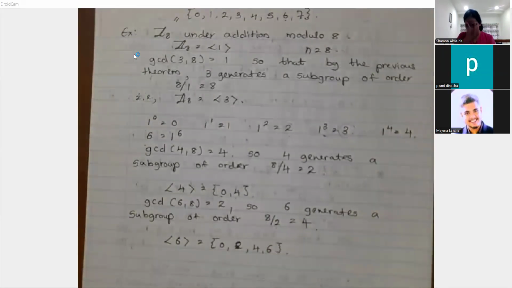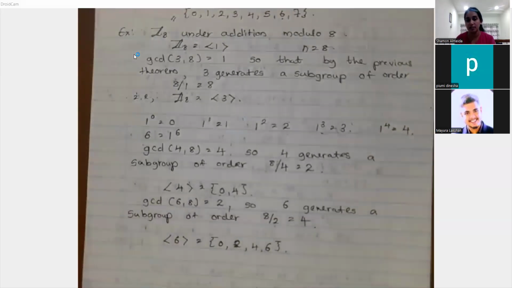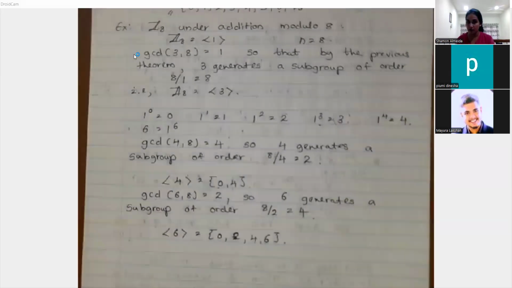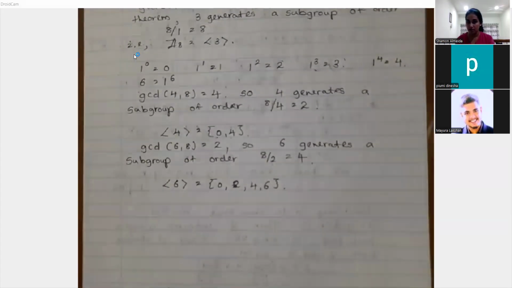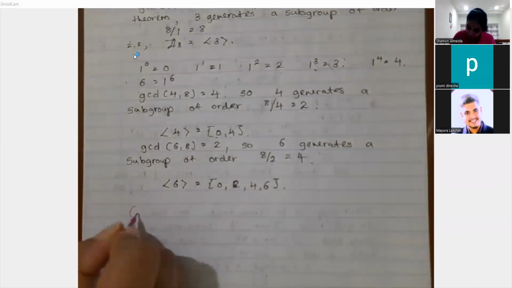So these are the groups. Is it clear? Is it clear? Do you all have any questions? Right. Okay, with this, we'll go to corollary.